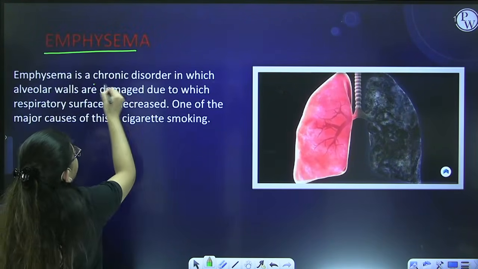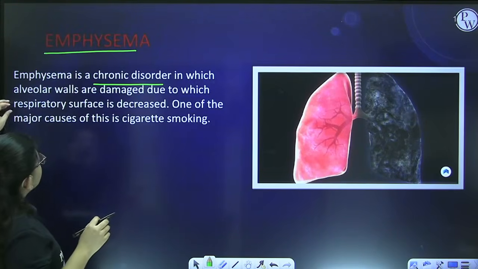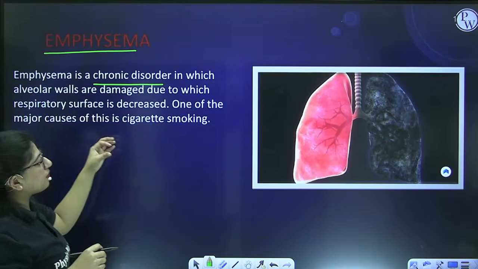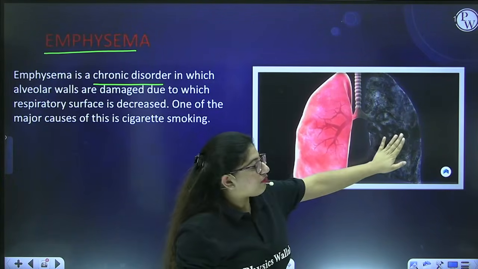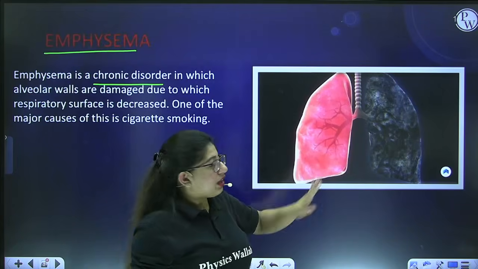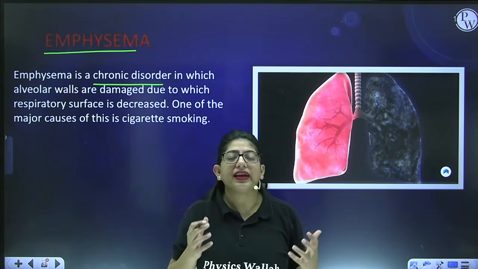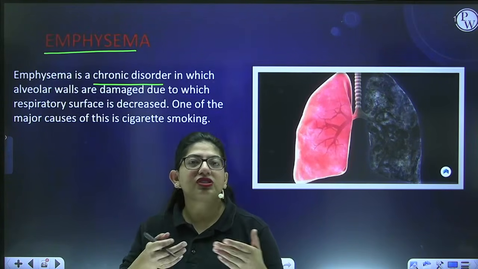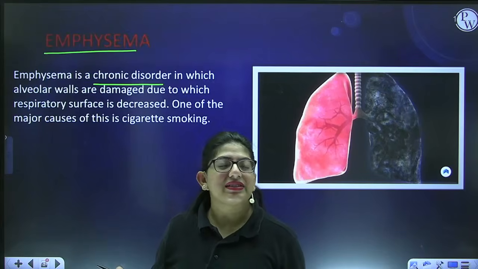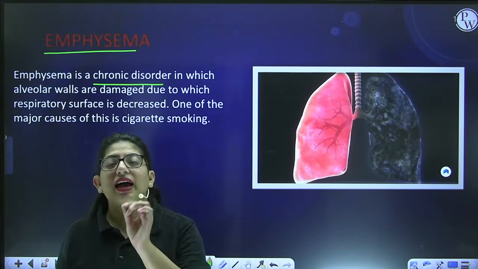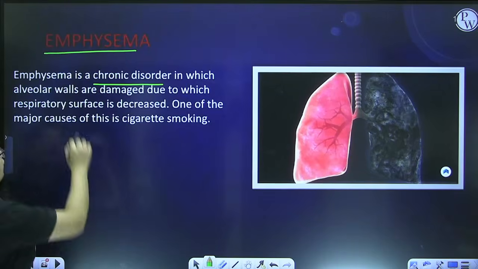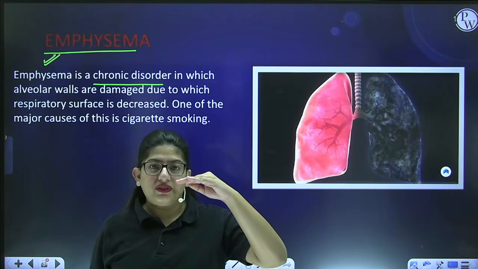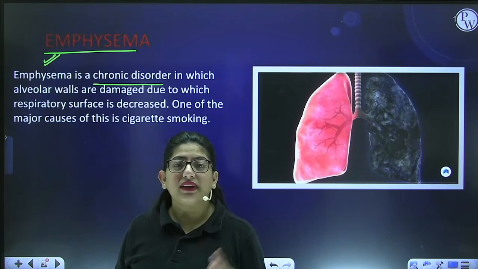Emphysema is a chronic disorder. Chronic means very deadly, in which alveolar walls are damaged, due to which respiratory surface is decreased. One of the major causes of this is cigarette smoking. You can see this is the lung of a smoker and this is the lung of a normal person. When a person smokes so much, the alveoli get damaged. So the surface area for exchange of gases decreases, and no more gases can enter inside the body, and this can be fatal. A person can even die due to this disorder, emphysema. Remember, this does not affect the upper respiratory tract, it affects the lower respiratory tract, that is your alveoli.